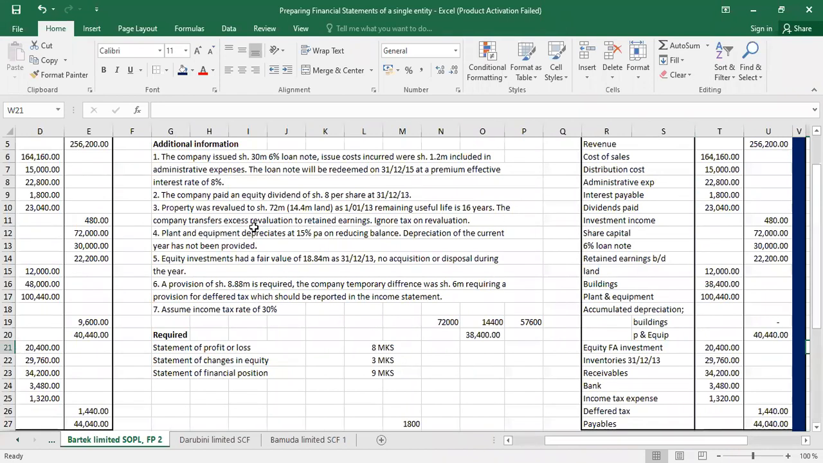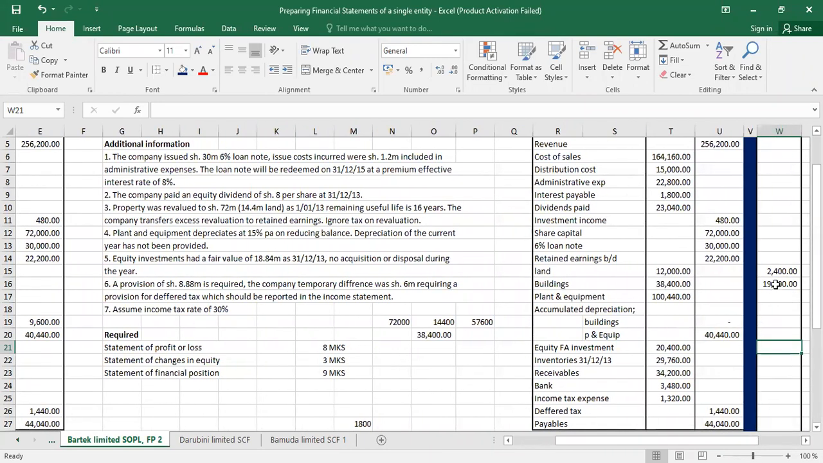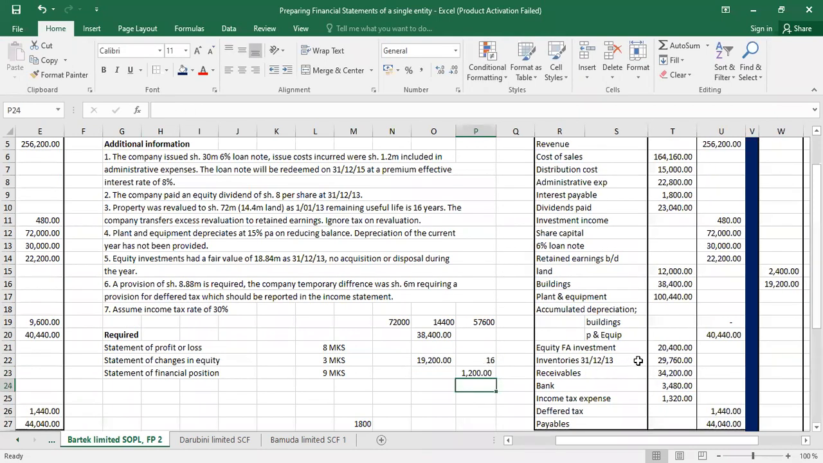So the company transfers excess revaluation to retained earnings. Ignore tax on revaluation, isn't it? So revaluation can only be transferred if it's realized, isn't it? If the year has been completed. So the amount that will be revalued, because this is what it increased with, isn't it? So let me just do it this way, equal. And then we have 16 years. So what will be taken to the retained earnings is this one, divided by the 16. And then it's 1,200, isn't it?